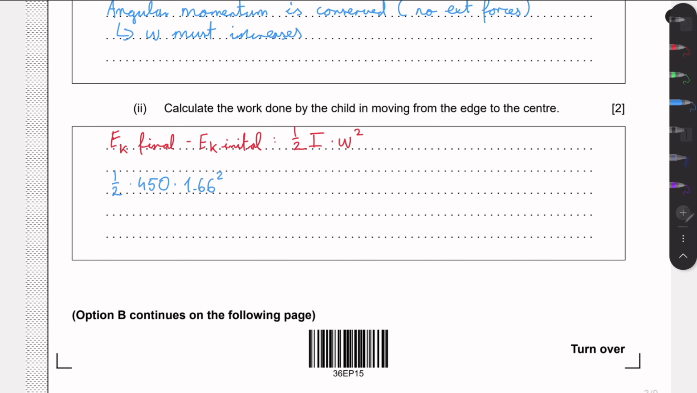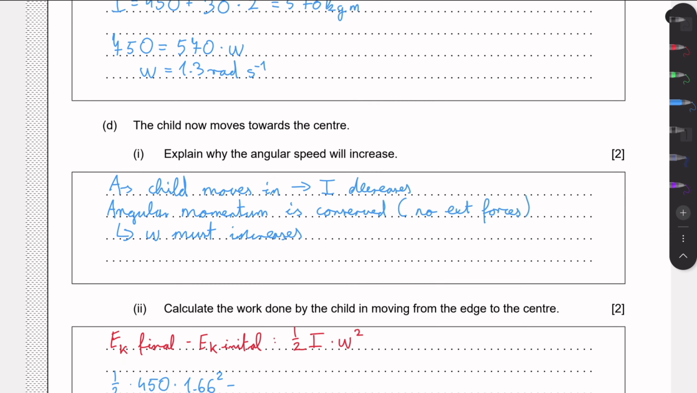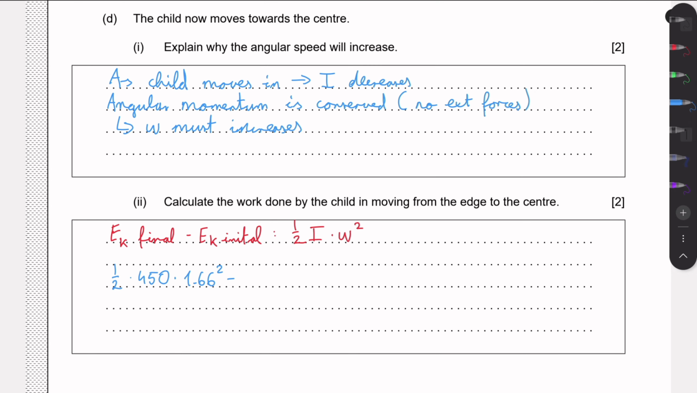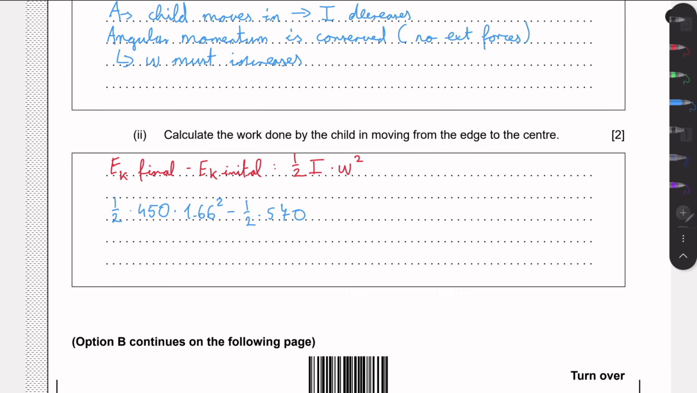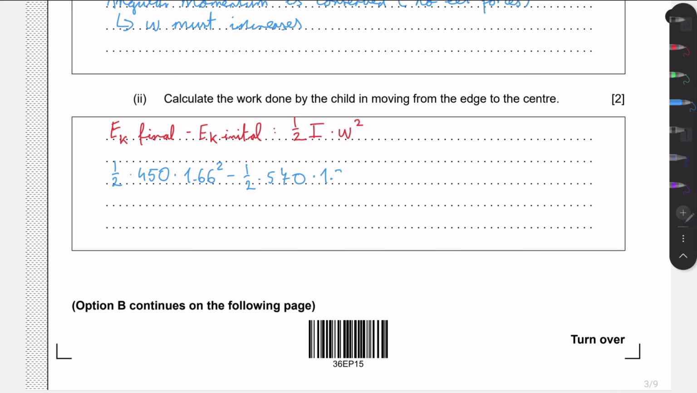And then we need to subtract from this the rotational kinetic energy of the system when the child is at the edge of the merry-go-round. In that case, we have a moment of inertia of 570, and we had a speed of 1.3 that we calculated. And so we need to multiply this by 1.3 squared. And if we subtract these two, we get an answer of 131 joules. So this is how much work the child did to move from the edge to the center.